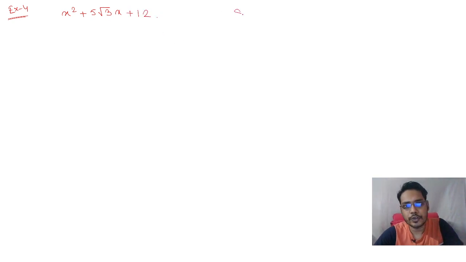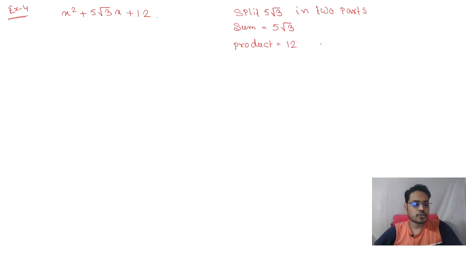Now coming to example number 4. If it is given, you have to factorize x square plus 5 root 3 x plus 12. Here we need to split 5 root 3 into two parts, where the sum of the two parts will be 5 root 3 and the product of the two parts will be 12. So what will be the product and what will be the two parts? We need to check this one.